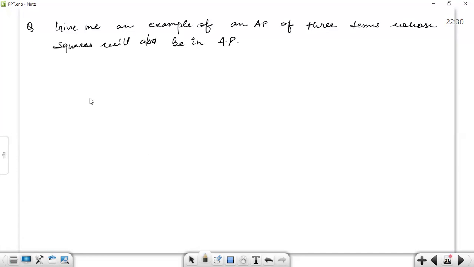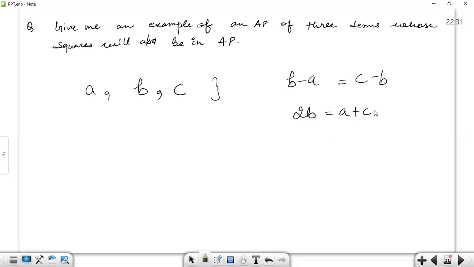Means if there are 3 terms like A, B, and C, and these are in AP, meaning that the common difference is D. So B minus A is D, and C minus B is also D. If we solve it further, taking B to the left hand side and A to the right hand side, 2B is equal to A plus C.